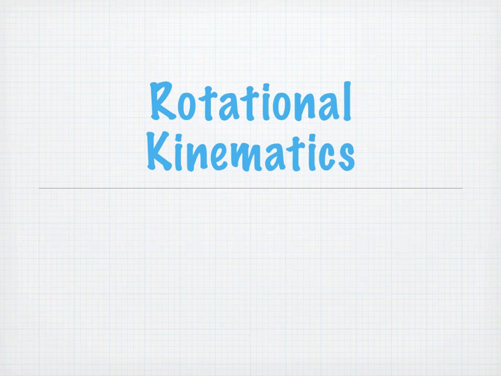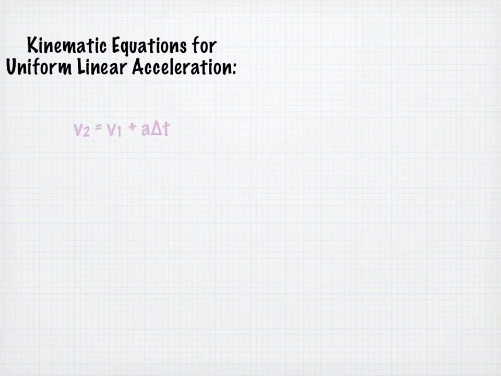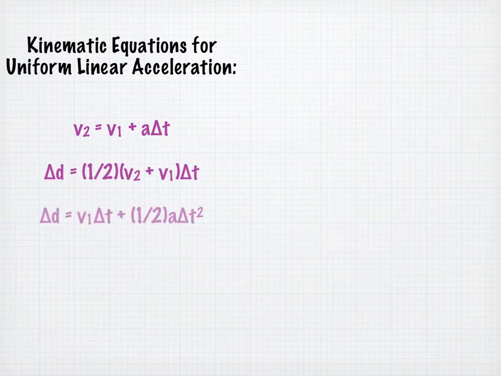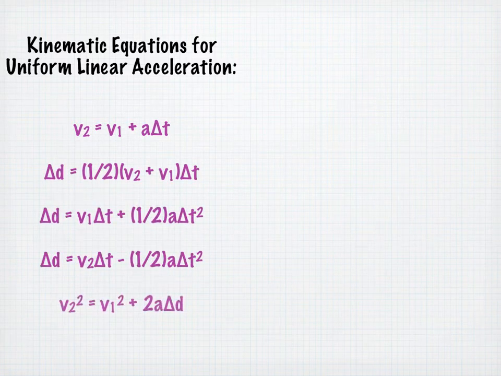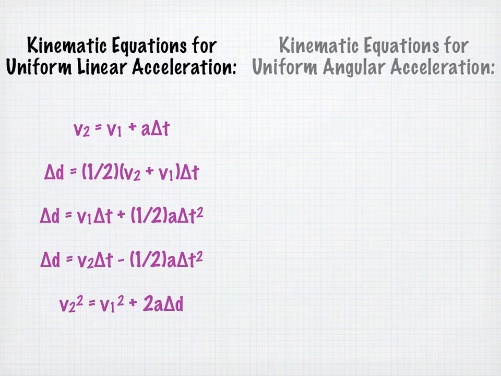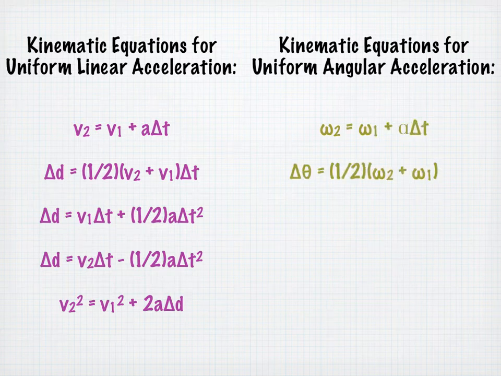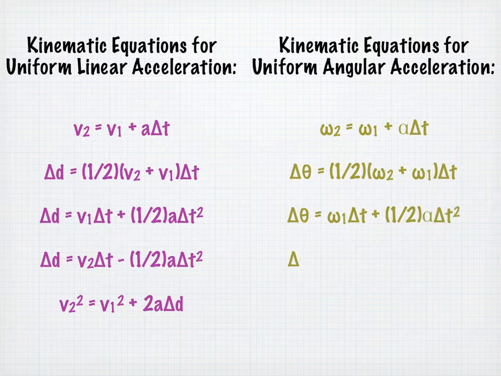Rotational kinematics. If you recall, these are the 5 kinematic equations that can be used when motion is linear and when linear acceleration is uniform or constant. Similarly, there are 5 kinematics equations for rotational or angular motion. These equations can be used when angular acceleration is constant.